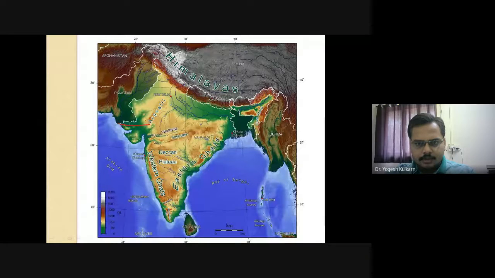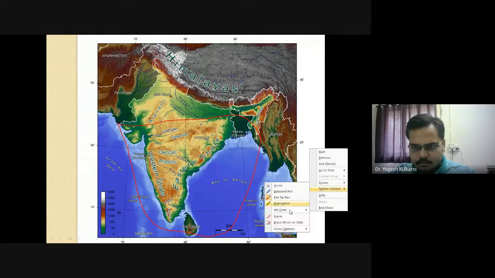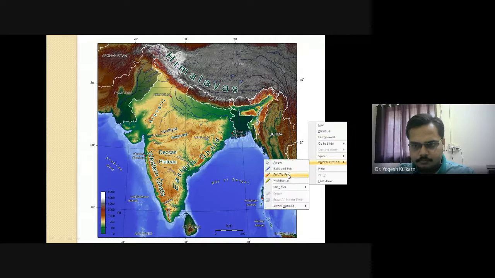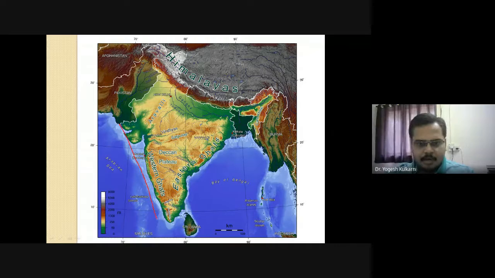This part, okay, this much part is referred to as the Peninsular India. This is Peninsular India. What do you mean by peninsula? Does anyone know? What do you mean by peninsula? Is anyone aware of this term, peninsula?